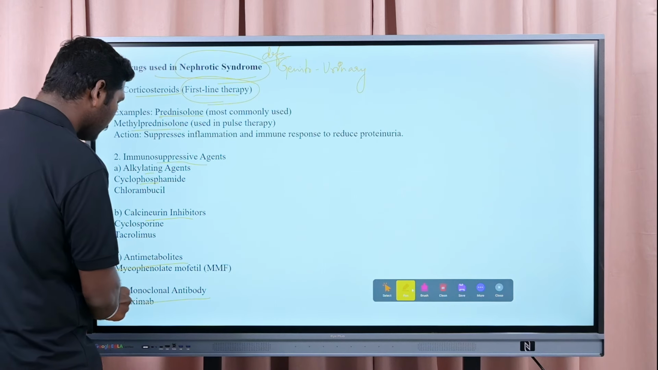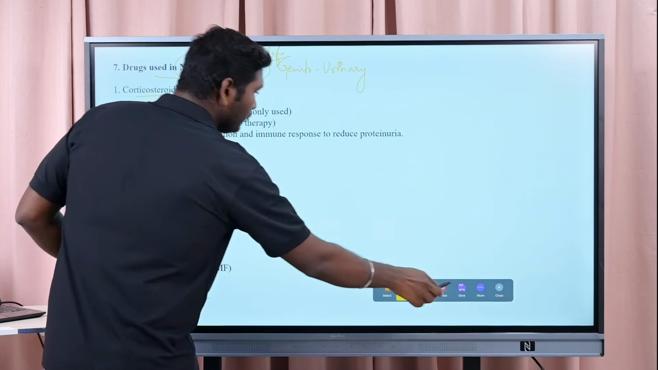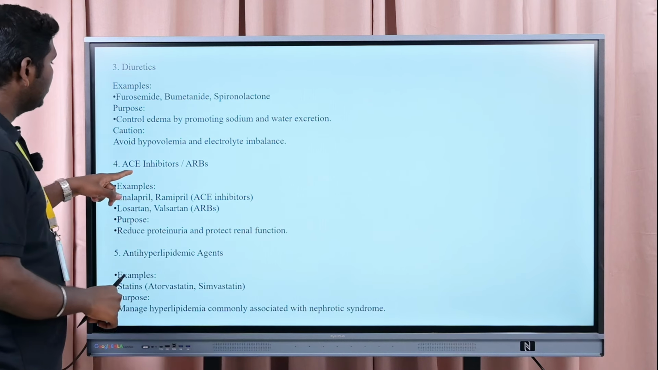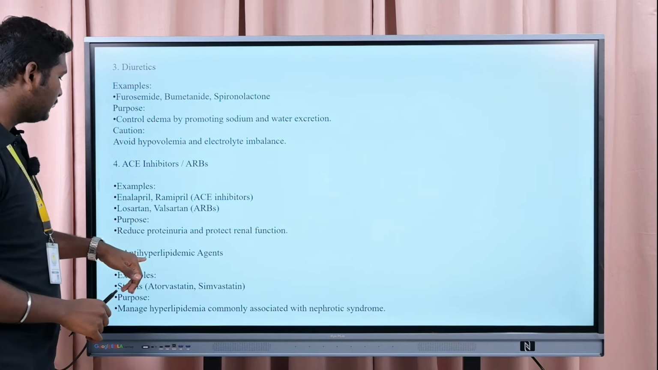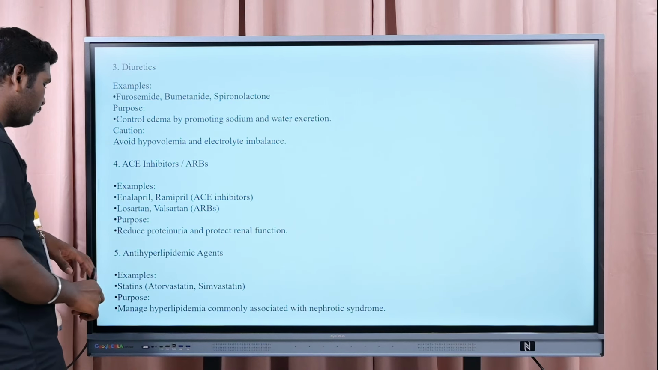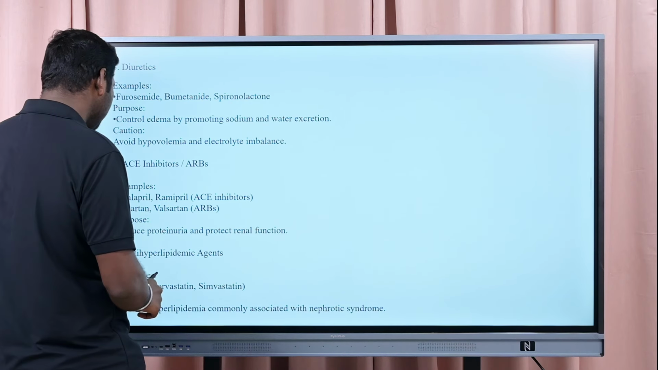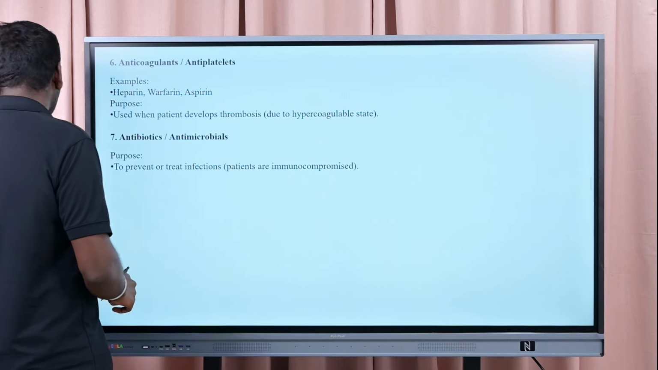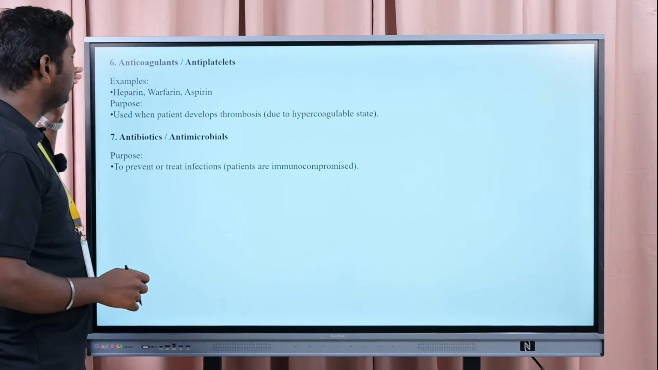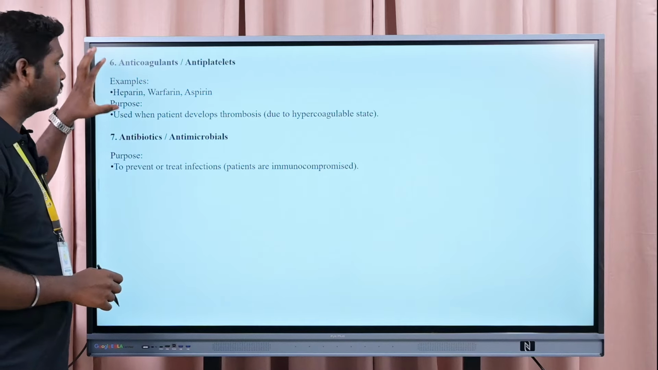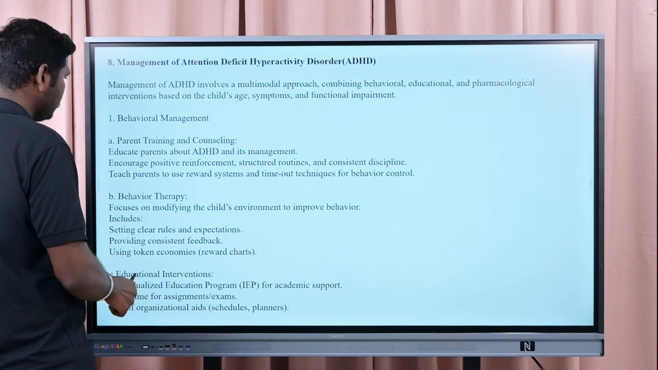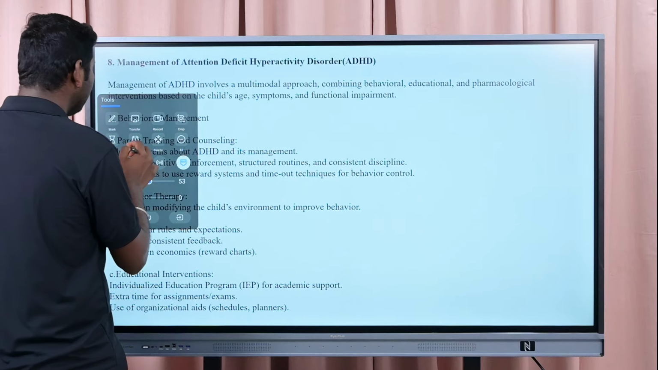antimetabolites, monoclonal antibodies. So there are many other drugs: diuretics, ACE inhibitors, and anti-hyperlipidemic agents, which break down the lipids, also called anti-lipidemic drugs, anticoagulants, antibiotics or antimicrobials. So there are multiple examples enclosed here, so you can have a look one by one. And next is the management of ADHD.